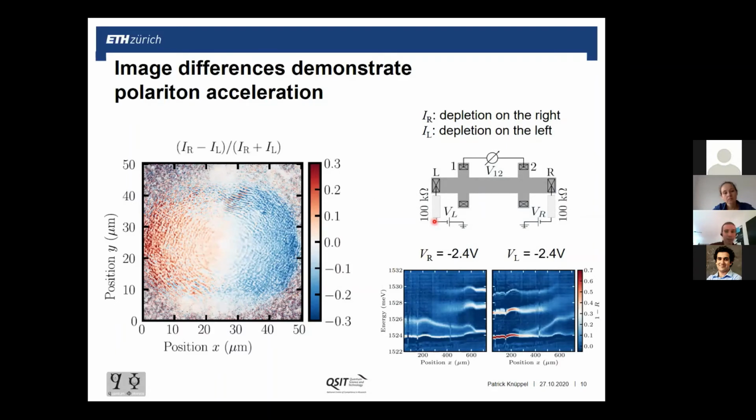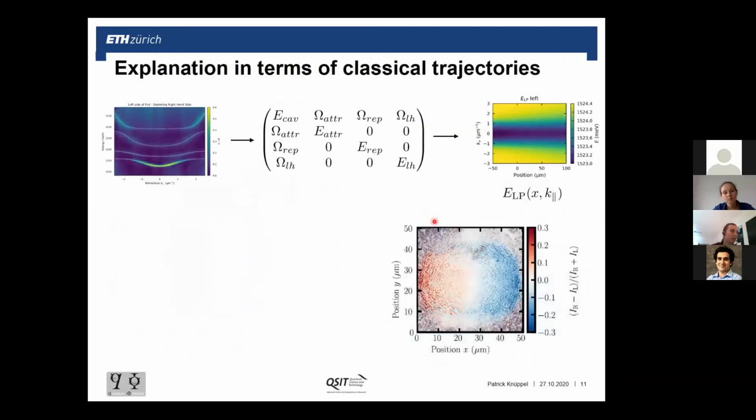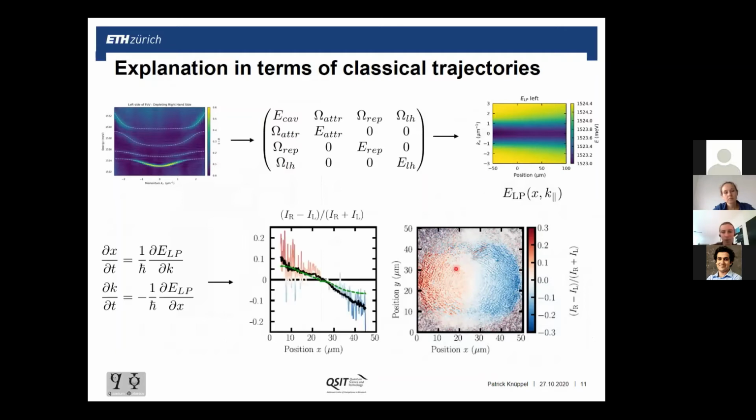So having this result, let me briefly explain one way to understand this with a very simple, basically classical model of polaritons as trajectories in an external potential landscape. For this, we can independently measure the landscape exactly by measuring dispersions at different positions on the sample. And this then allows us to reconstruct the energy landscape and launch a trajectory along the x direction of this image and get the green curve for how we would expect the polariton to move. And this overlaps pretty well with the experimental data. So this is the basic ingredient.